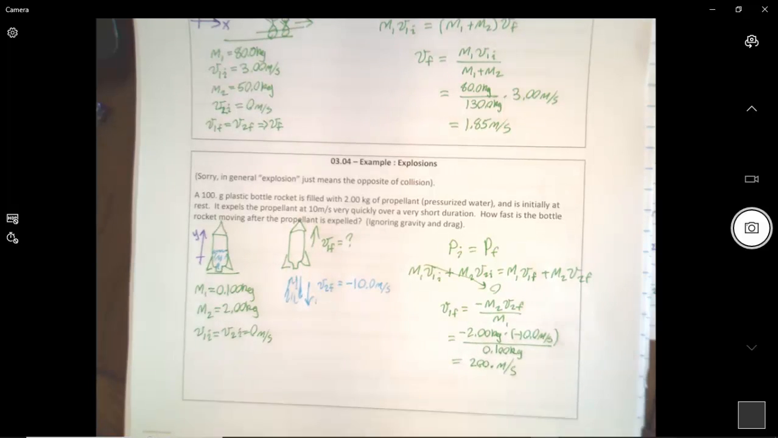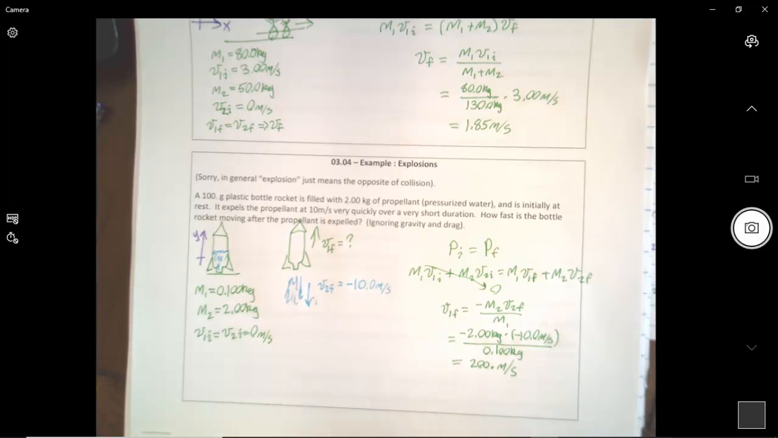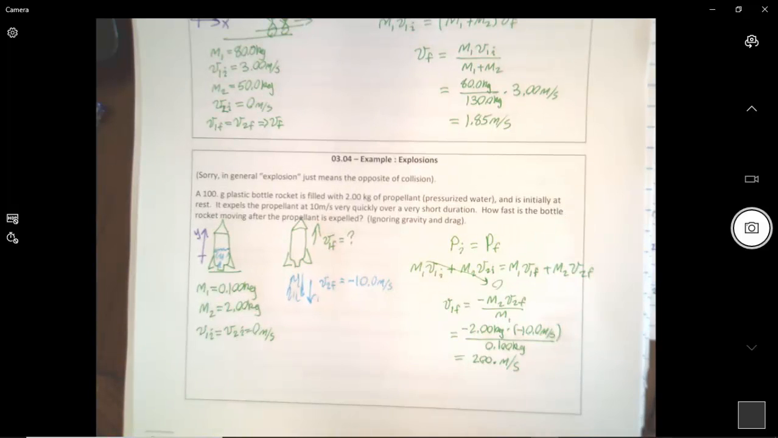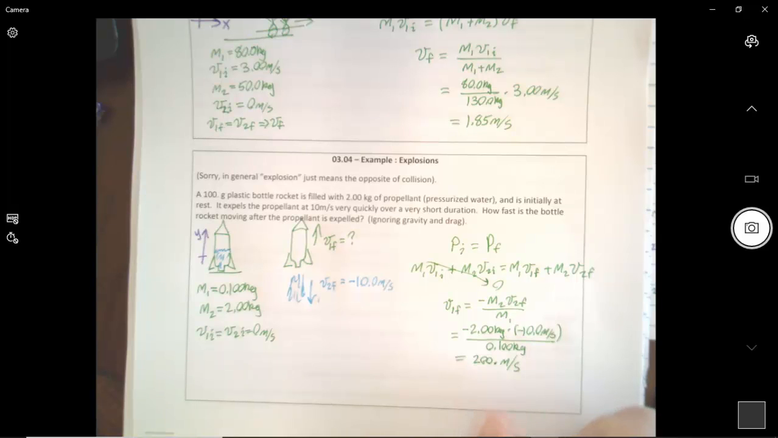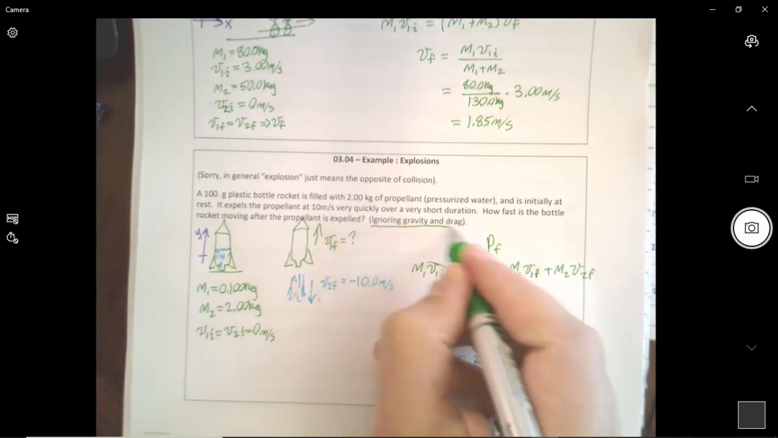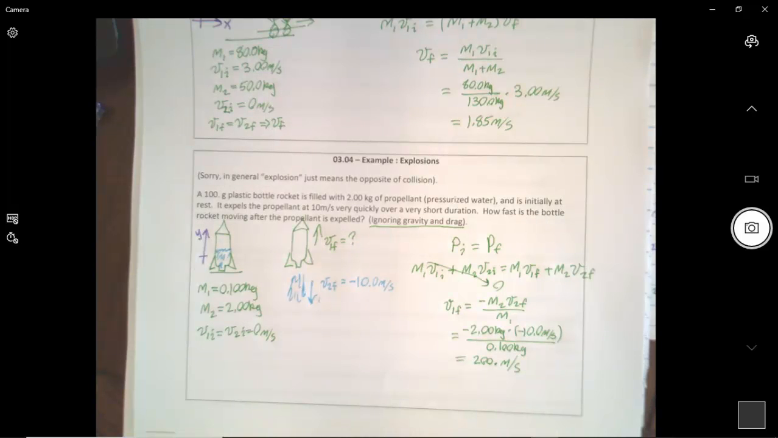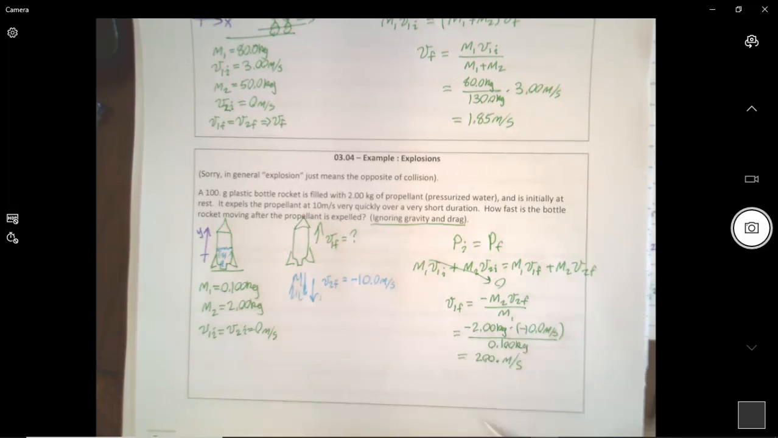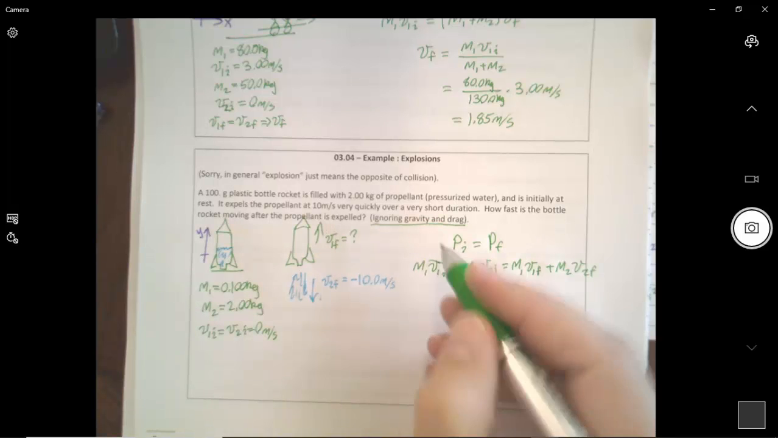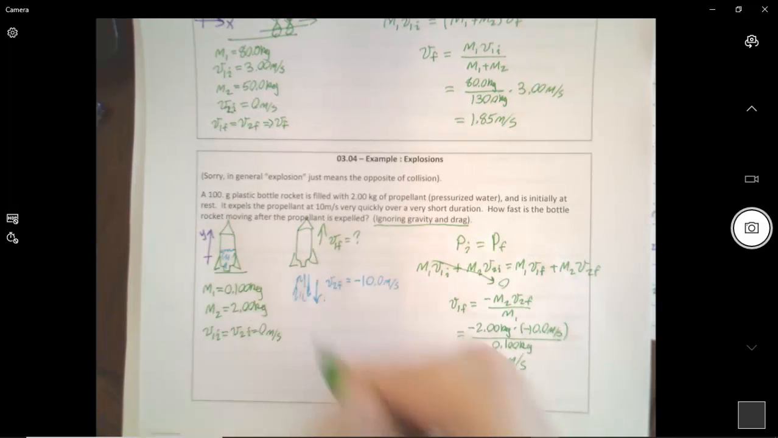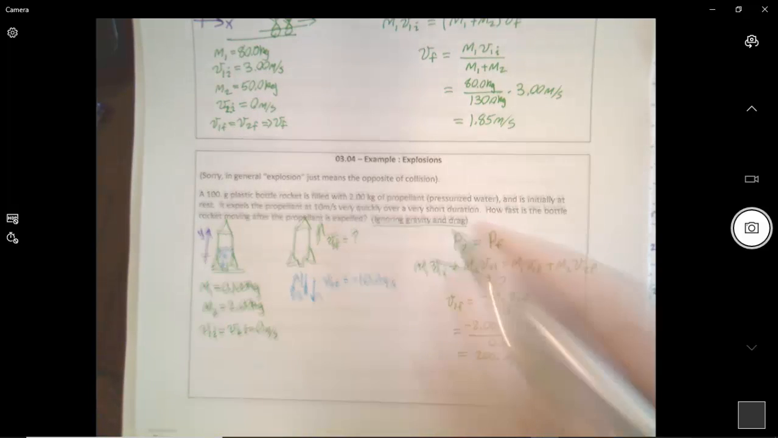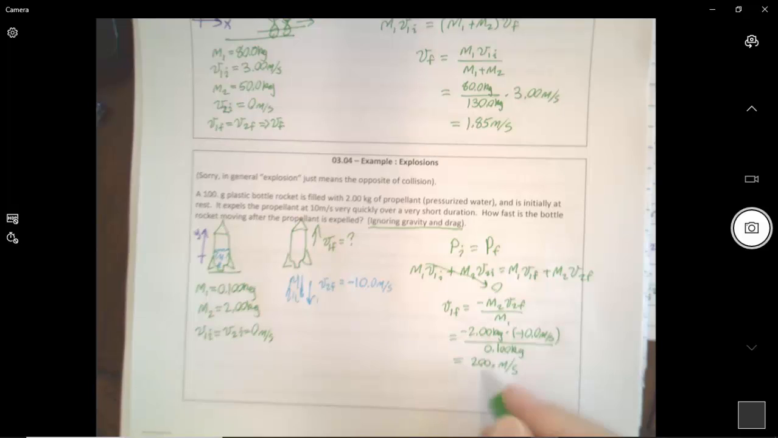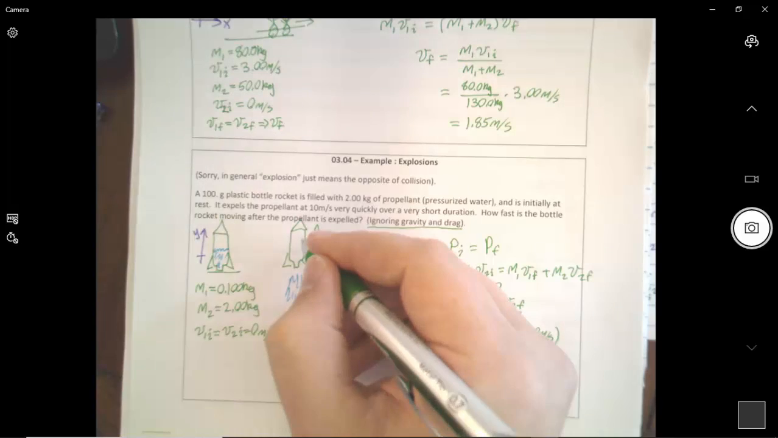And now we ask whether this was ever a reasonable thing to calculate. And this is the key thing. It probably wasn't that reasonable to calculate. Because there's some external forces, aren't there? During the duration which this water is expelled, gravity and drag both have a significant effect, particularly when this is trying to get up to speeds of 200 meters per second. The bottle rocket is going very fast.